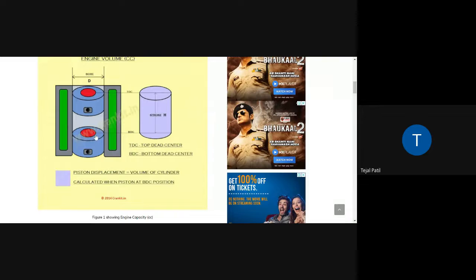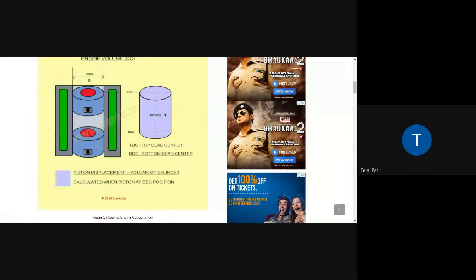Once it moves in the upward direction, that will be known as one stroke. When it moves in the downward direction up to this BDC, that will be the second stroke. Again, it moves in the upward direction, that will be the third stroke. And when it moves in the downward direction, that will be the fourth stroke. Four strokes. Are you getting this? That means four times it is moving, two times up, two times down. Yes, ma'am. The distance between TDC and BDC is the stroke. Correct.